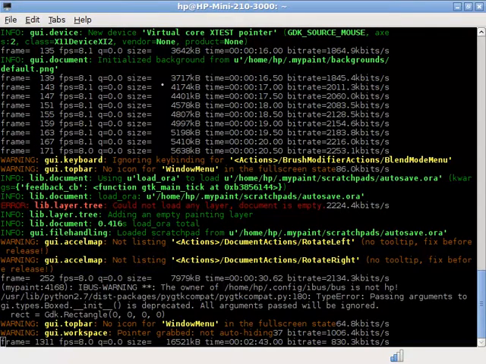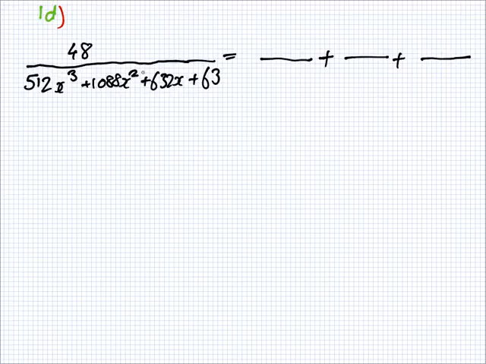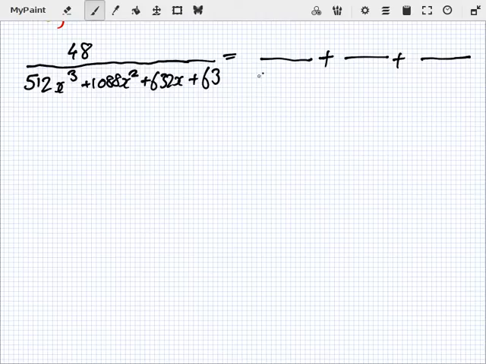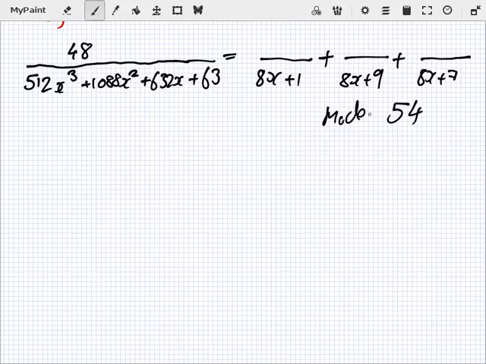Tony, when you type in mode 54, what do you get as the first root? Minus 1 over 8. So that means it'll be 8x plus 1. Okay, the next root? 8x plus 9. And the last root? 8x plus 7. And this came from your calculator mode 54.